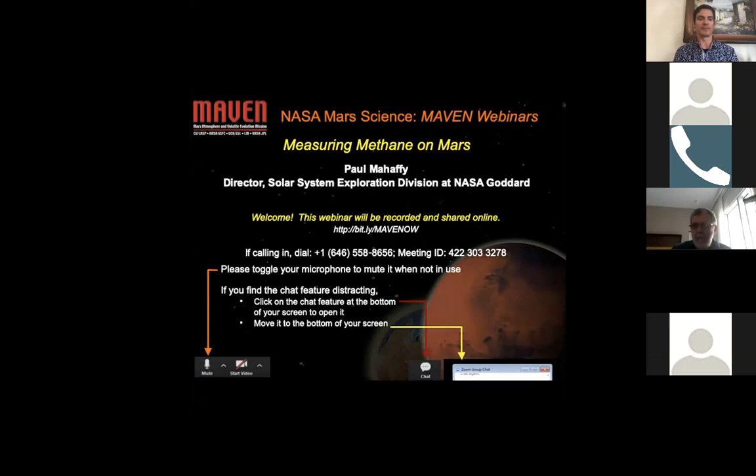and field work. Paul is the principal investigator on the Sample Analysis at Mars, or SAM instrument suite, on the Curiosity Mars rover, currently operating on the surface. He's also the lead scientist for the neutral gas and ion mass spectrometer instruments on the MAVEN Mars orbiter mission.